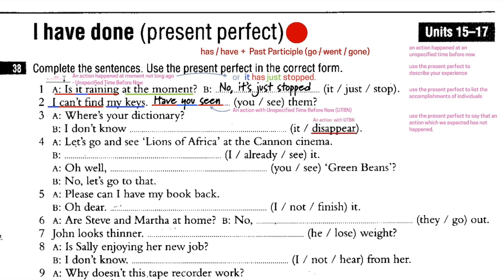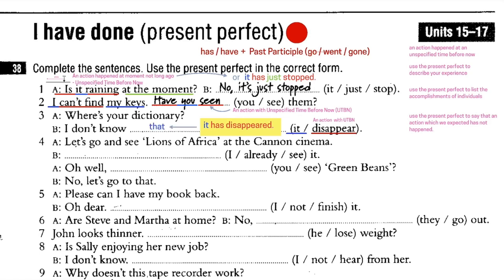Alright, number 3. Where's your dictionary? Disappear. What time? I don't know. So it's an action with UTBN, unspecific time before now. Before we write the answer, there's another word we have to focus on, the word "it", because it's telling me whether we should use has or have. So the answer, it has disappeared. But take a look at the answer. I don't know, it has disappeared. Actually, that is a hidden word.